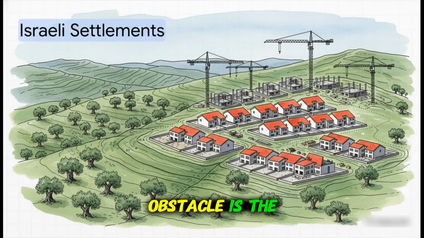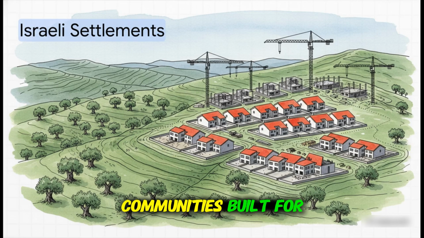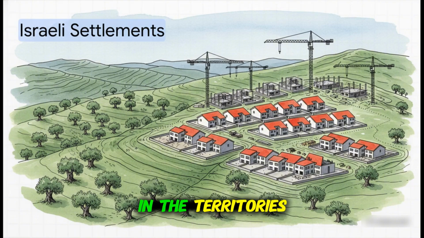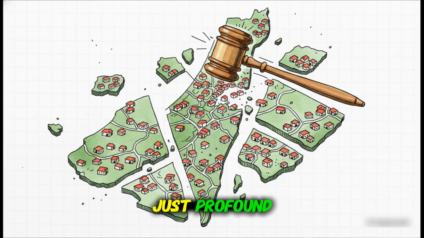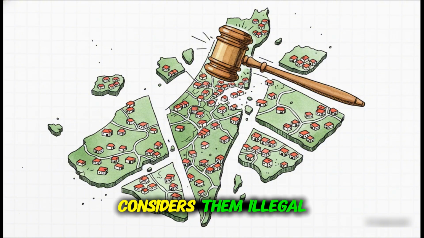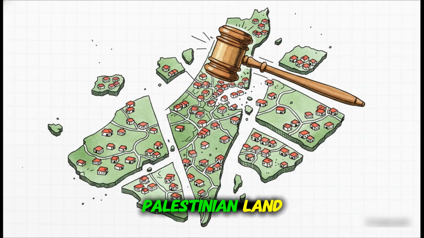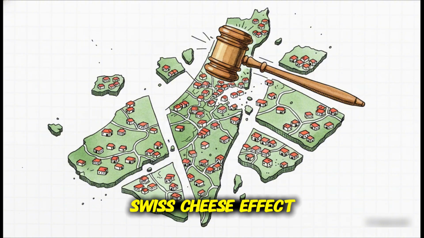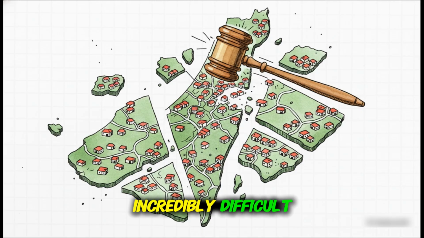The second major obstacle is the presence and continued expansion of Israeli settlements. So, these are communities built for Israeli citizens in the territories that were occupied back in 1967, mainly the West Bank and East Jerusalem. The impact of these settlements is just profound. Today, you have over 700,000 settlers living in these territories. Now, the international community generally considers them illegal under international law, and on the ground, they fragment Palestinian land, creating what some people have called a Swiss cheese effect, which makes establishing a viable connected Palestinian state incredibly difficult.